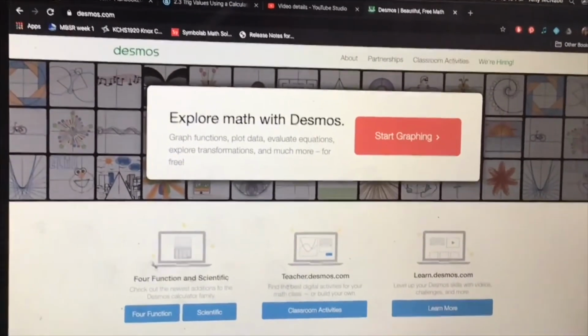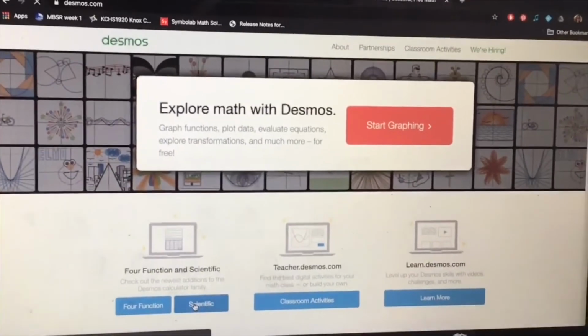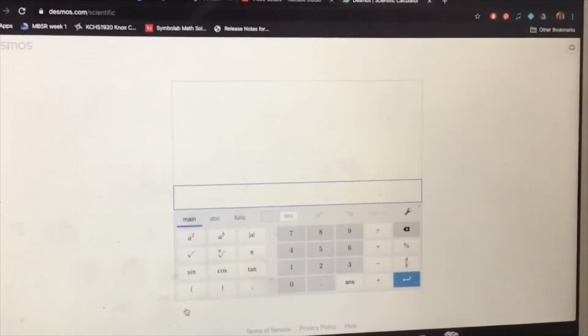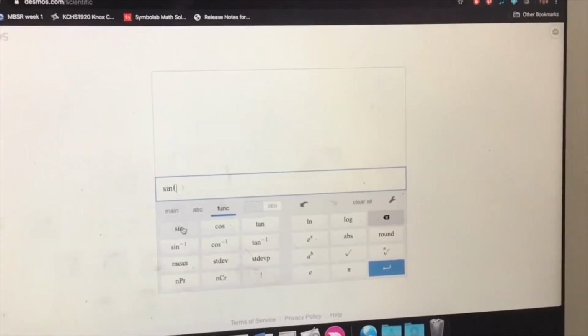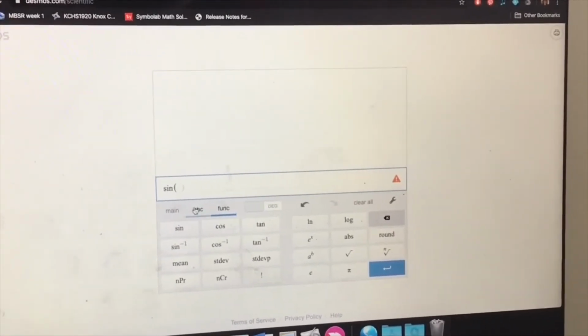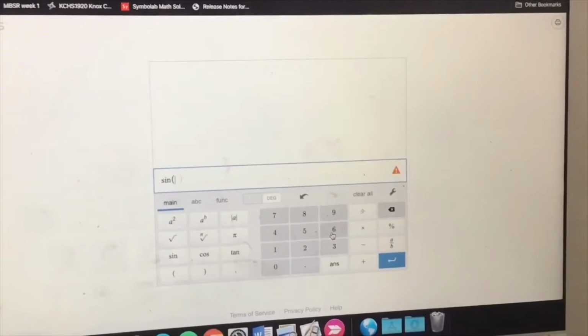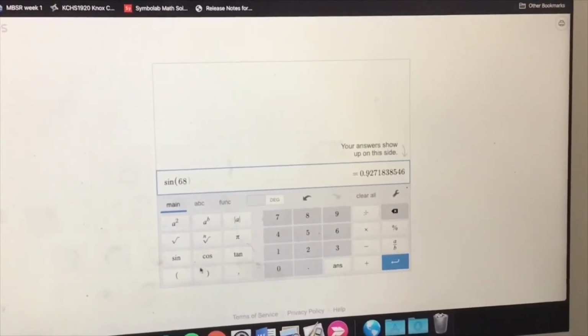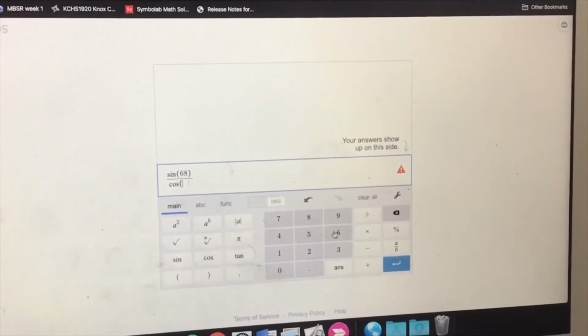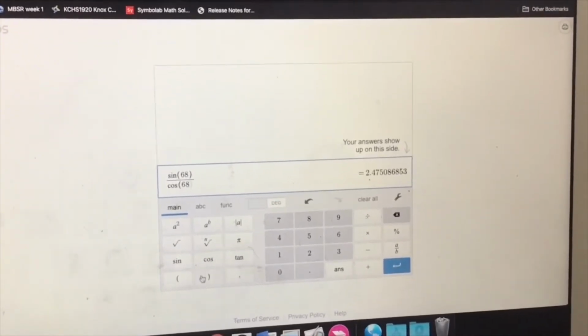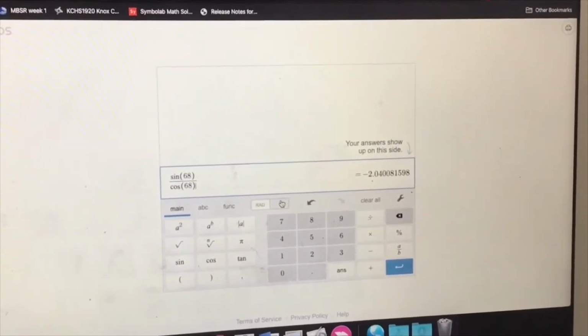If you don't have your calculator, you can go on Desmos and use their scientific calculator. Same idea, you can go to all the trig functions in the functions menu, type in your values, again making sure to close your parentheses around your trig functions, and then hit equals, and you can do it that way as well. So not having a calculator is not going to get you out of it.